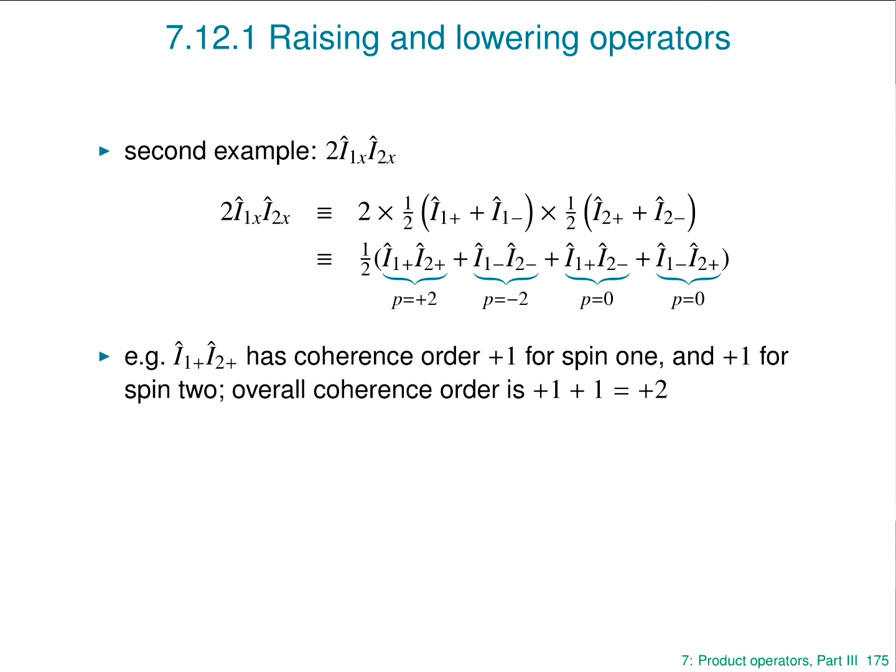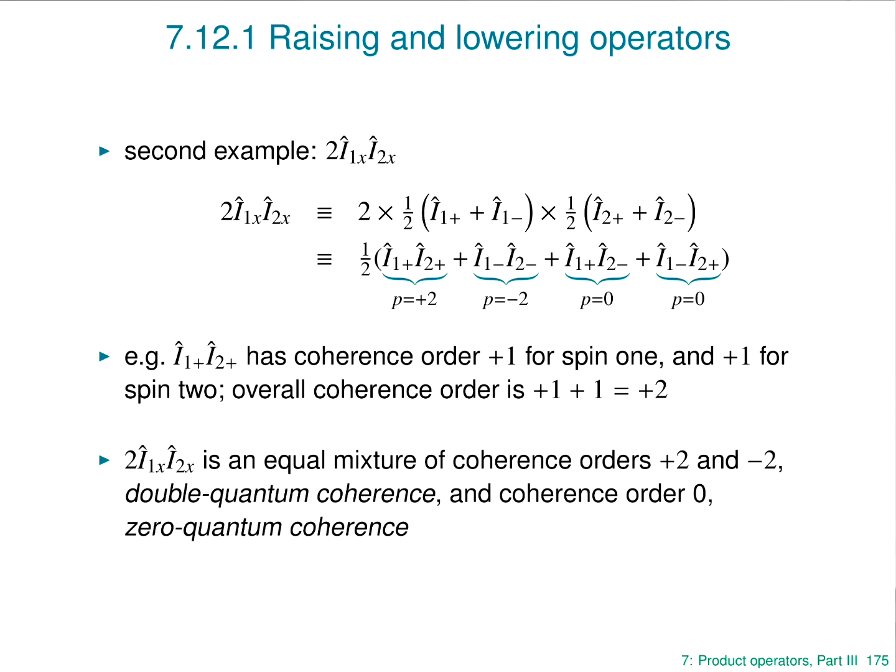The second term is I1 minus I2 minus. So the coherence order is -1 on spin 1 and -1 on spin 2, so the total coherence order is -2. So that's a double quantum term as well. Then we've got a term I1 plus I2 minus. That one is coherence order +1 for spin 1, -1 for spin 2, so the overall coherence order is 0. And therefore we call that a 0 quantum term. And the other term is also 0 quantum.